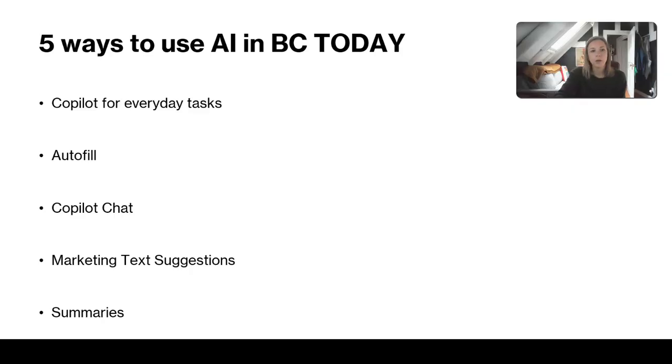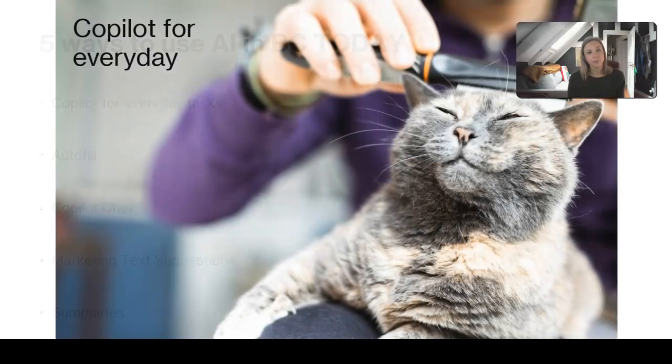So in this video, my goal is just to show you 5 ways to use AI in BC today. So we're going to go through Copilot for everyday tasks. We'll talk about autofill, the Copilot chat, marketing text, and then summaries.